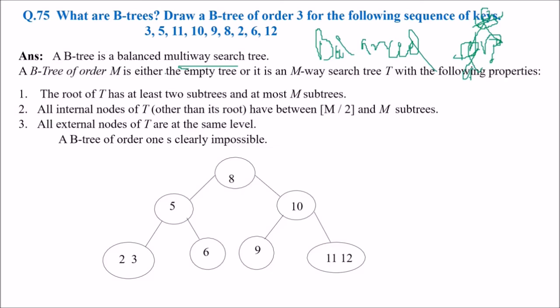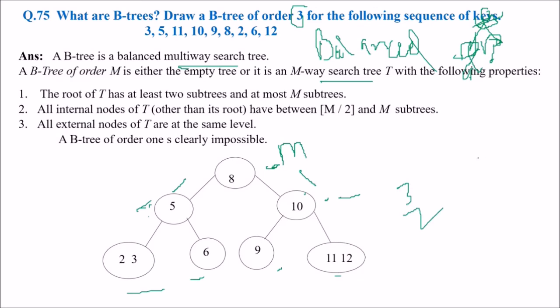So a B tree of order M is either an empty tree or it is an M-way search tree with the following property. The root has at least 2 subtrees and at most M subtrees. All internal nodes of T other than the root, that means 5 and 10 we are talking about, have between M/2 and M subtrees. So you can have M/2 or M subtrees because this is the order.